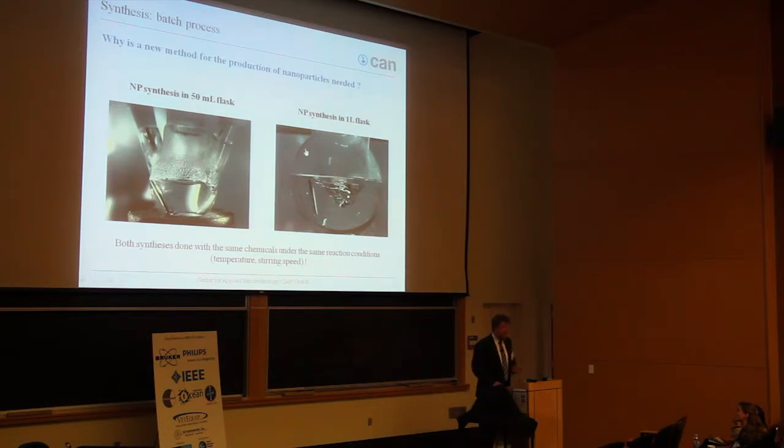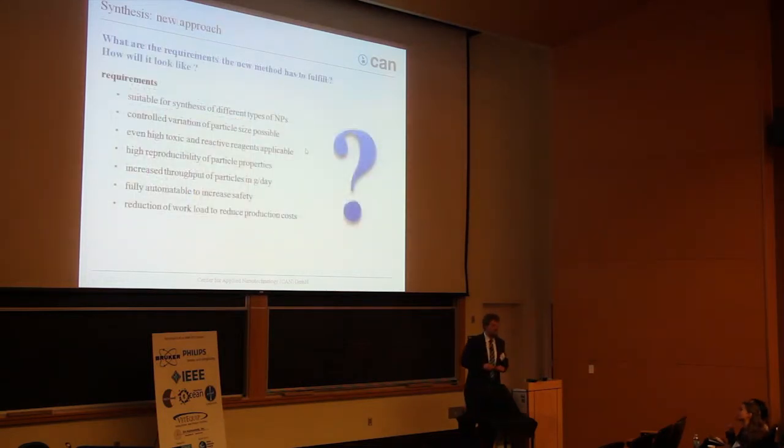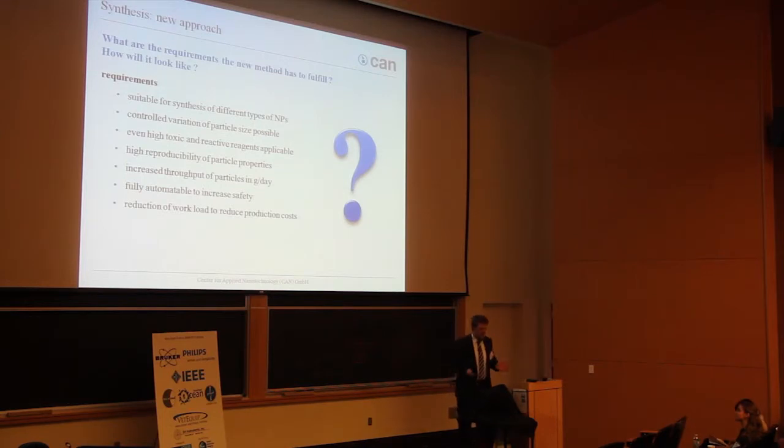So that's why we think we need something new to improve the reproducibility from batch to batch and to face this upscaling problem. And this is the wish list. We wanted something that solves all the problems we had. Of course, you always want something which solves every problem you have. So it should be suitable for all kinds of nanoparticles, yield nice particles with different sizes, and be able to do this highly reproducibly, with an increased throughput, and of course with less work.